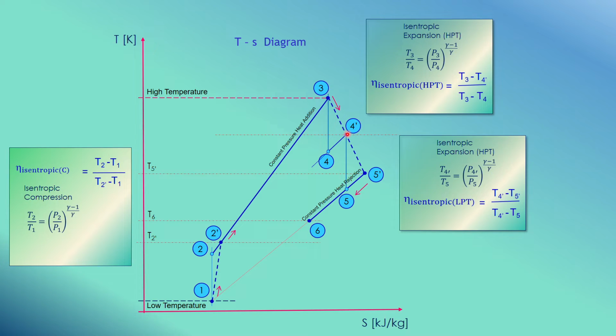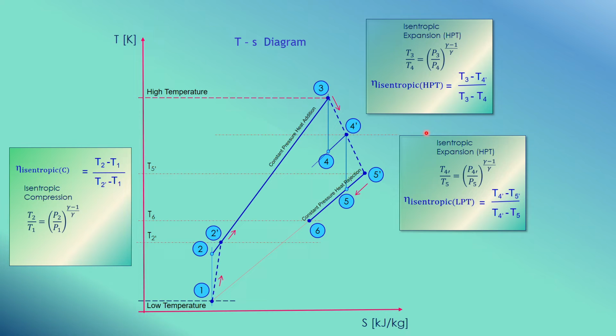So you have to take the temperature at 4 prime over the temperature at point 5 and then equate it to the pressure at 4 prime over point 5. You can have P4 prime or P4. It doesn't matter here because the pressure at point 4 prime and the pressure at point 4 is the same actually. So the gamma here is a gamma for gas. Okay, so that is for two-stage expansion or two-stage turbine.